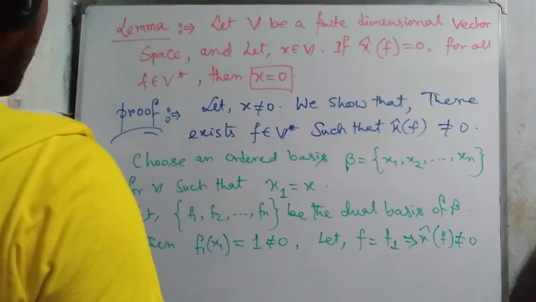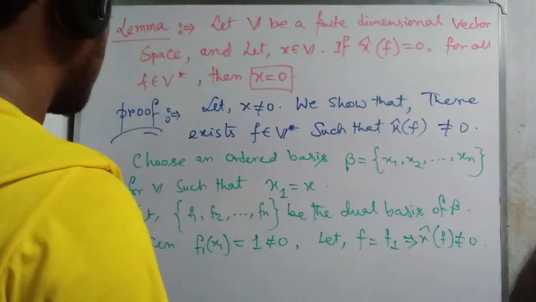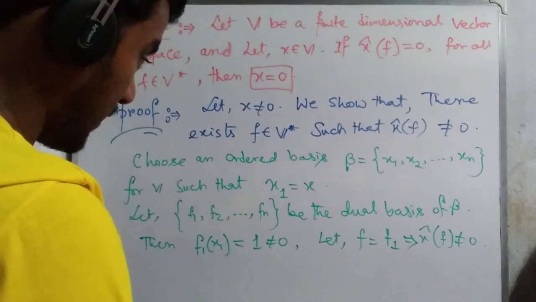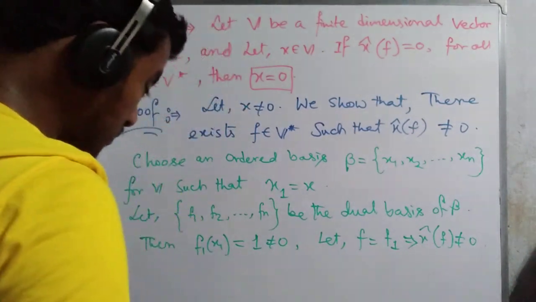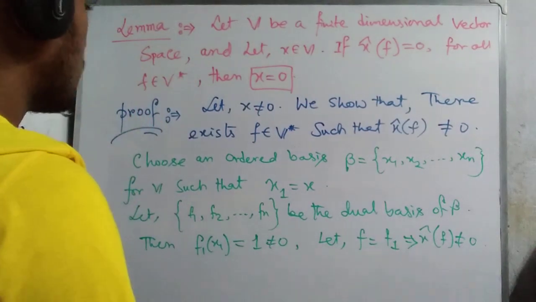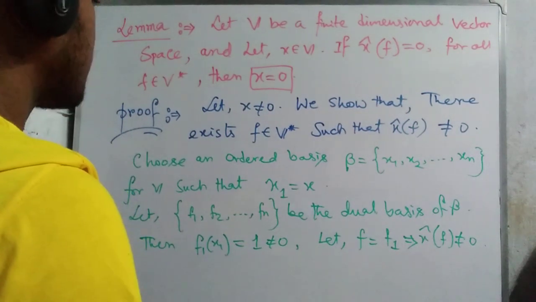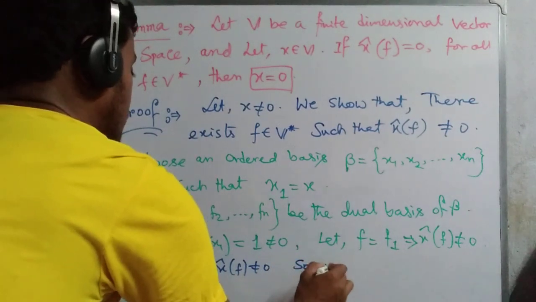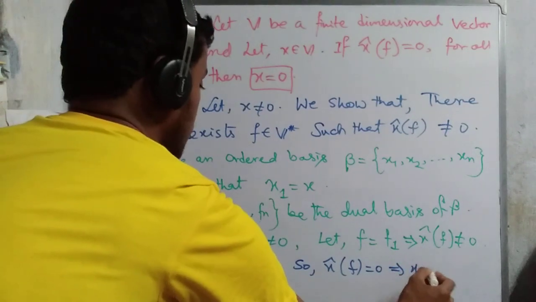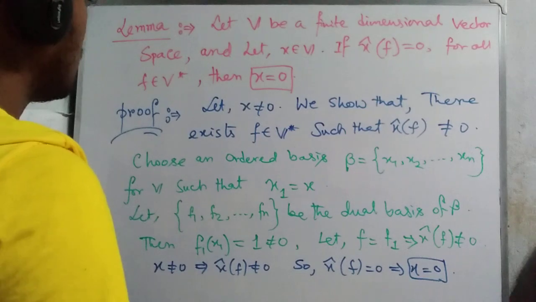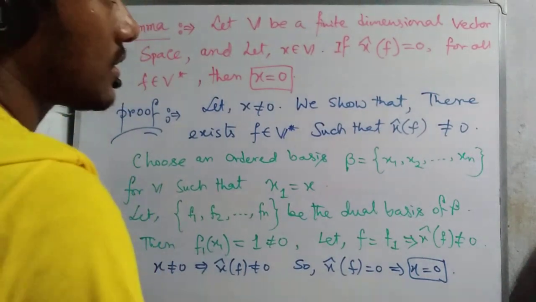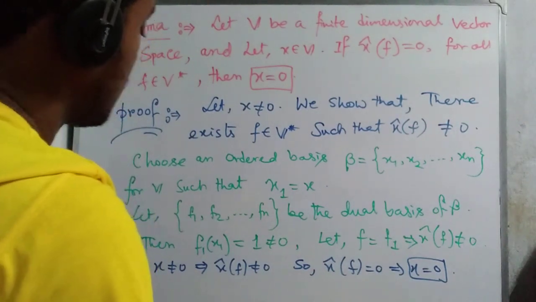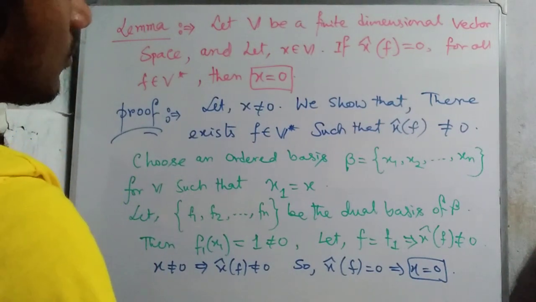So x equals x1, and f1, f2, up to fn is the dual basis of beta, so f1 of x1 equals 1, then x cap of f is not equal to 0. So x not equal to 0 implies x cap of f not equal to 0. So x cap of f equal to 0 implies x equal to 0. Easily we prove this lemma by the contradiction method.